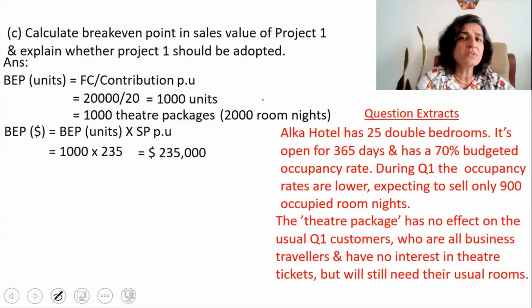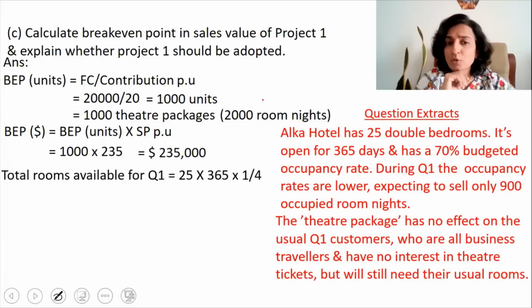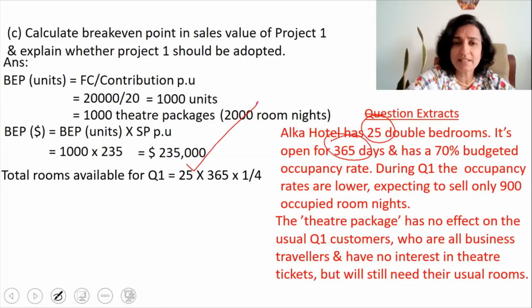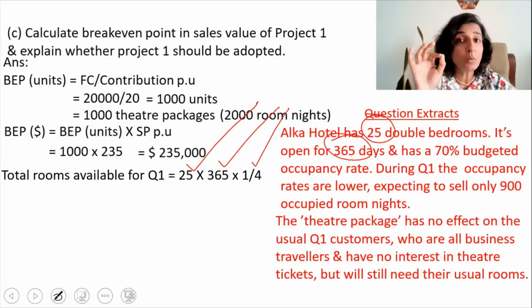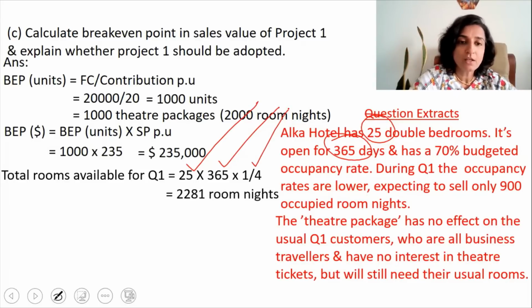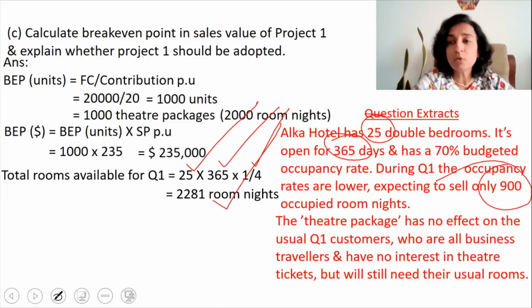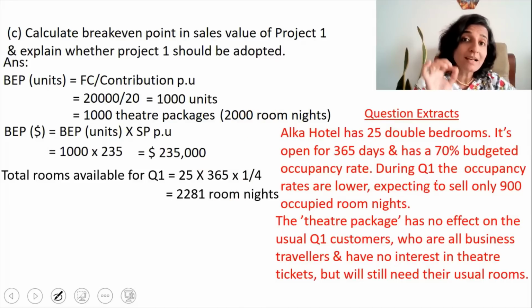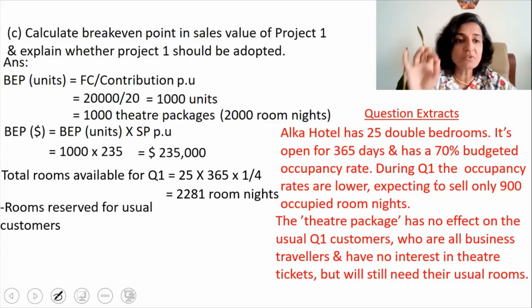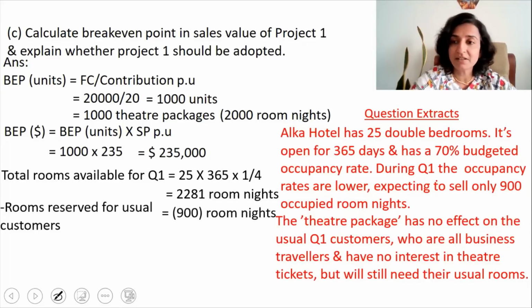So what is the total rooms available in Q1? The total rooms available is 25 double bedrooms multiplied by 365 days. Those are the room nights available for the whole year. So for the first quarter, we have to divide it by 4. The total room nights available in Q1 is 2,281 room nights, out of which 900 room nights are already reserved for the usual customers. So we have to reduce the usual customers' rooms, that is 900, coming from here.